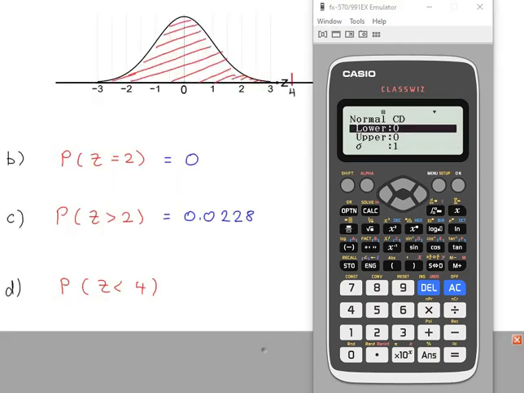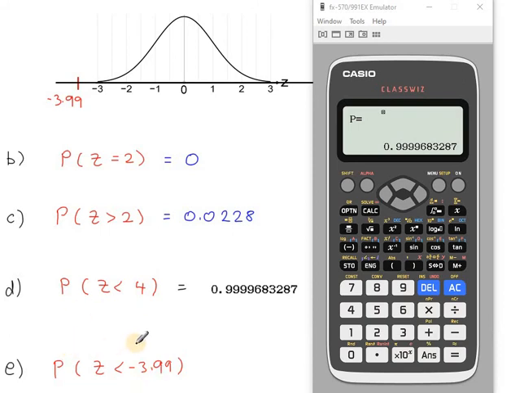So for the probability that Z is less than 4, I've had to extend my distribution, and we can see the area shaded is pretty much all of the distribution. The answer is going to be almost 1. So the lower value there, if I pick something out at this end, for example -10, the upper value will be 4, the standard deviation is 1, the mean is 0, and we can see we have a probability that's almost 1.